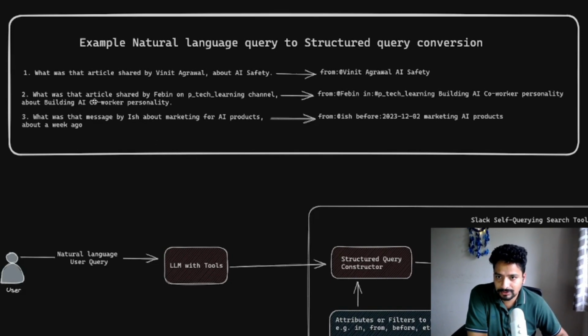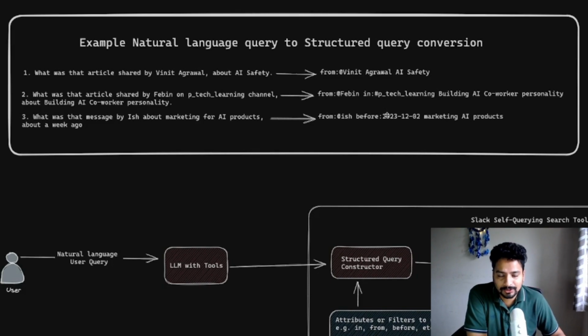Here's another example. What was the article shared by Febin on PTech Learning channel about building AI coworker personality? So again, the main search is building AI coworker personality, and there are other extra filters, which is who shared it and in which channel they shared it, right? Another example here, what was the message shared by Ish about marketing for AI products about a week ago? So the two filters here is who shared it and around what time, and the actual search query is quite limited, right? So you want to do this.